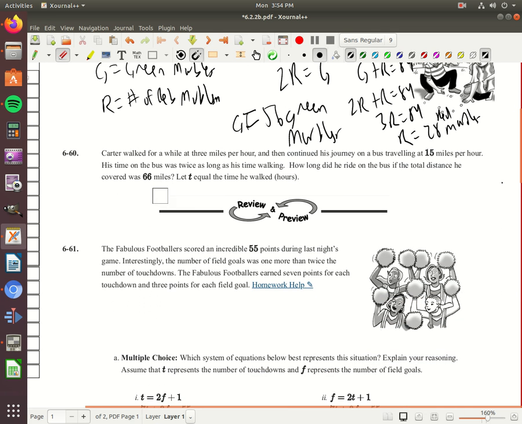So, all right, Carter walked for a while at 3 miles per hour. So we have distance equals rate times time, but his rate is 3. And then continued his journey on a bus traveling 15 miles per hour. I don't even know. I probably should have read the problem first before I started doing all this. His time on the bus was twice as long as his time walking. So if we make this t, we can make this 2t, right? We're doubling the time here.